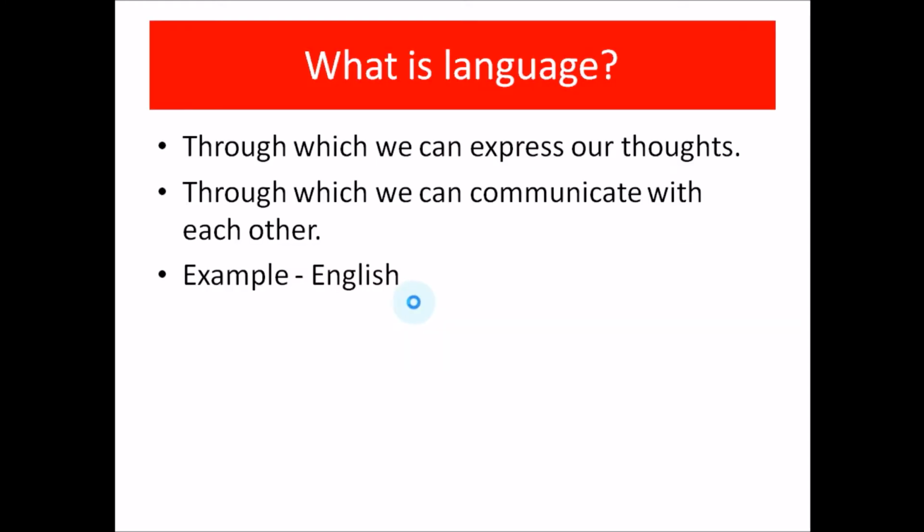So let's start. Before knowing what C language is, we have to understand what a language is: something through which we can express our thoughts, and through which we can communicate with each other. Example, English. In the ancient world, people did not know any languages. But in those days, how did we communicate with each other? Of course, we communicated and expressed our thoughts using sign language, like English.